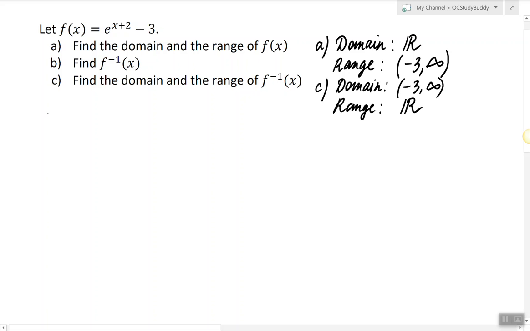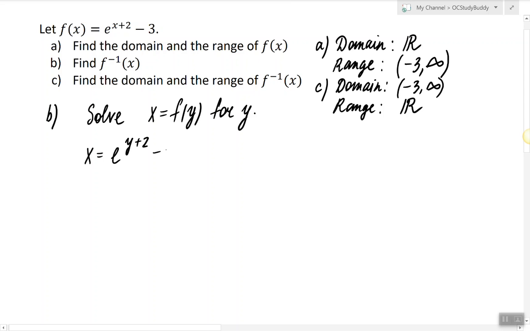So to find the inverse function, we're just going to follow the standard procedure. That means we're going to switch x and y and then solve for y. So in other words, we're going to solve this equation for y. So let's start. We have x equals e to the power y plus 2, minus 3, and the goal is to isolate y. So let's add 3 to both sides.